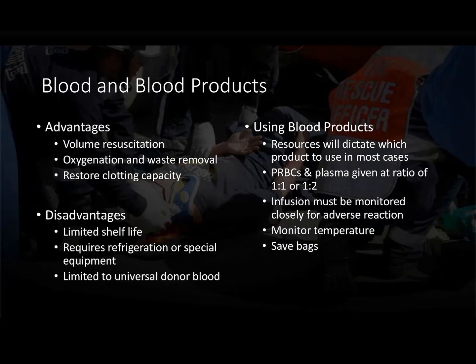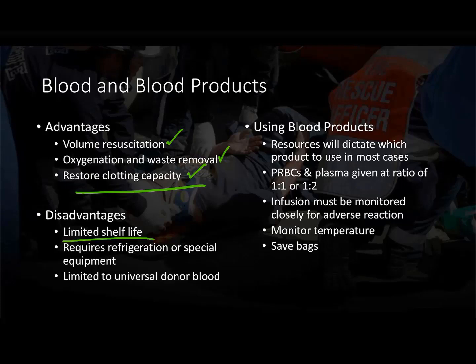Okay, you may have the ability to infuse patients with blood or blood products, and you may have resources like calling for aeromedical evacuation that can bring that to you. Some things to know when we're utilizing blood and blood products. The general advantages that we get are both volume resuscitation and oxygenation and waste removal, as well as, especially if we're giving someone blood that has plasma in it, restoring some of their clotting capacity. All of these are optimal, but there are risks and disadvantages associated with it, making it not an ideal product for us to use on every trauma patient.